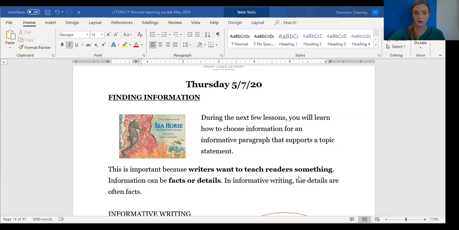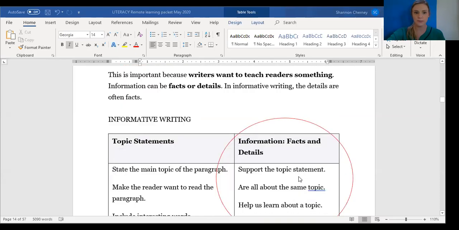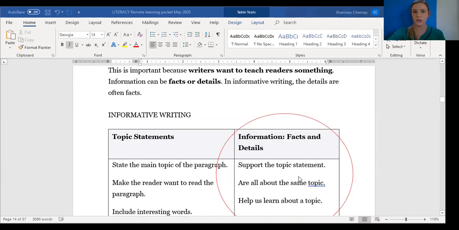The first thing I'd like you to think about is this chart. It's important because writers want to teach readers something. This information is facts or details. In informative writing, the details are often facts. So that means that when we are reading an informational or a nonfiction text, these details are going to be real life things, facts. Not elements from a story necessarily, like problem or resolution. These are going to be actual ideas and facts about the world. Take a look at this chart.